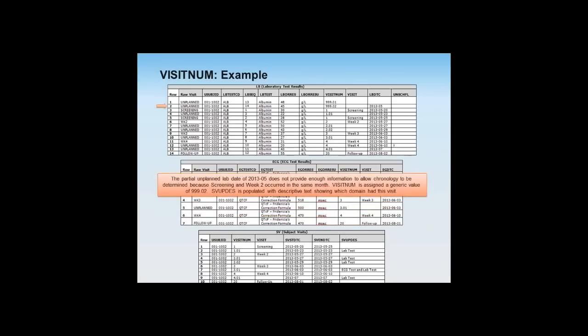And similarly, with this example, we do have a partial date here. We know that it was in May, but we had a lot of scheduled visits that occurred in May from screening to week 2. And we don't actually know where this fell in May, if it was between screening and week 2 or week 2 and week 3. So since we're not able to definitively say where it belongs, we gave it the generic number of 999 and incremented it from the previous one, so we have 999.02.